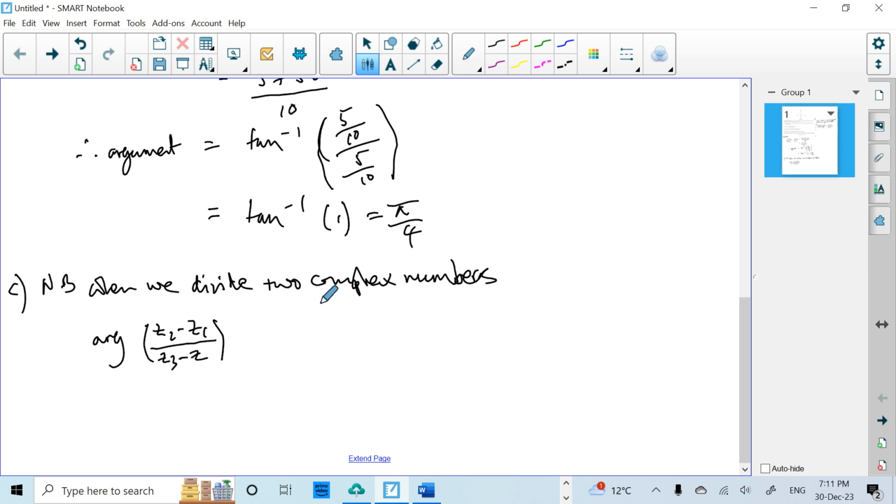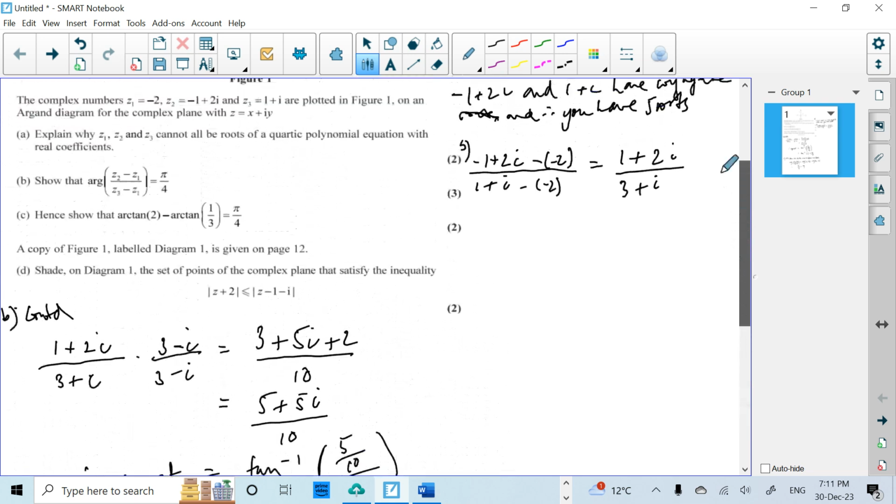When we divide two complex numbers, we're actually subtracting their arguments. So it's arg of z2 minus arg z1, and subtract arg z3 minus z1. This is what we need to be aware of, and then we can say therefore we have our answer from before, which was pi over 4, is equal to, and now we substitute the values, we got our answers here.